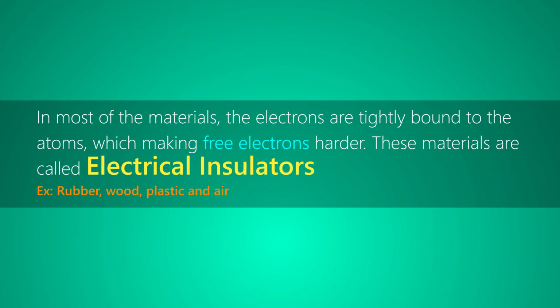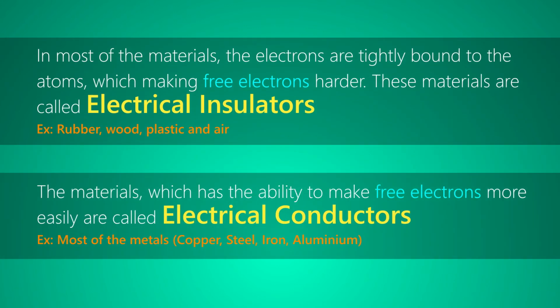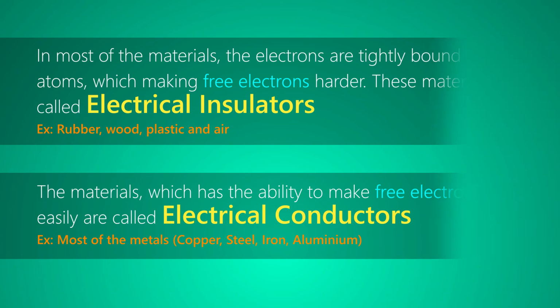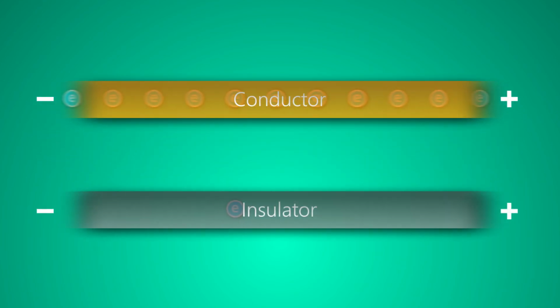These materials are called electrical insulators. Some examples would be rubber, wood, plastic, and air. The materials which have the ability to make free electrons are called electrical conductors. Most metals are great electrical conductors, so we can move electrons from one point to another in them. It's still possible to conduct electricity through insulators, but very weakly.